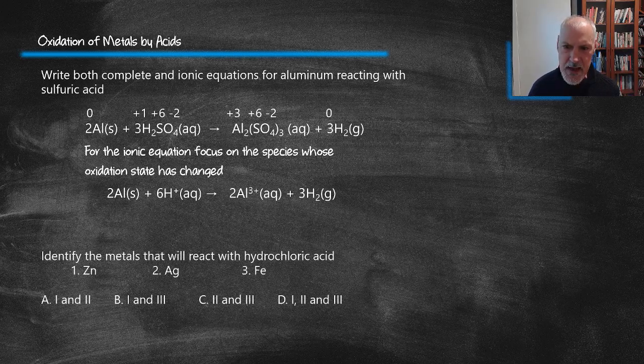Identify the metals that would react with hydrochloric acid. Of course, you would be provided with this information. Here we locate the hydrogen, and the metals that are above it would be capable of reacting. Hence, the zinc and the iron would be able to react, and the best answer then is B.